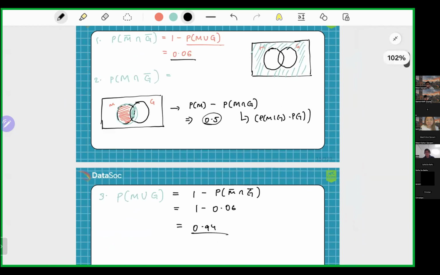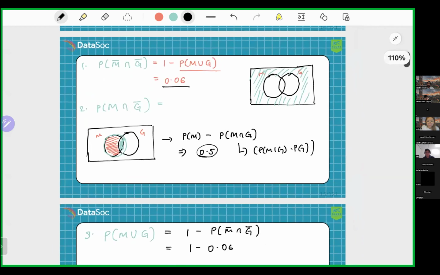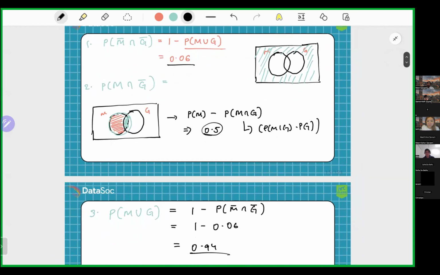So you see, there are different ways to solve the probability question. Using Venn diagrams makes it very easy, and it's very easy to understand.